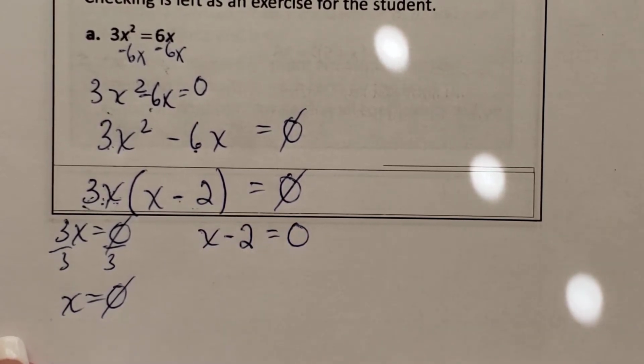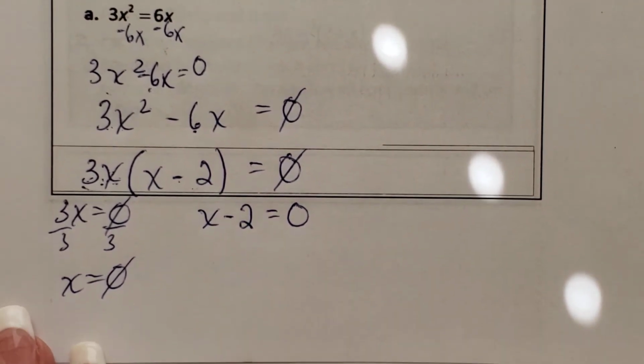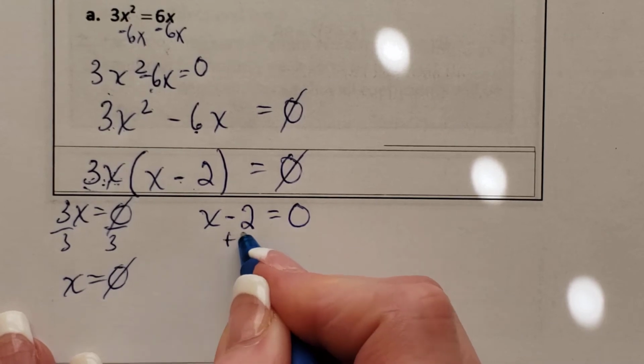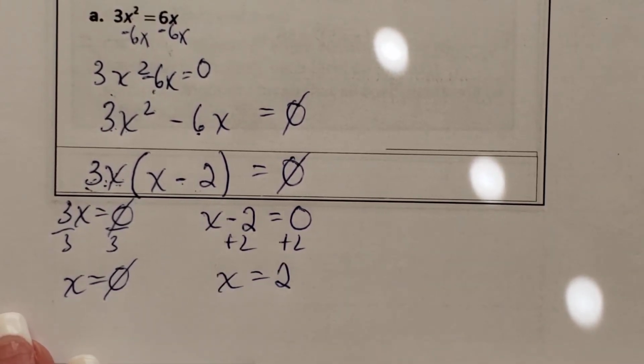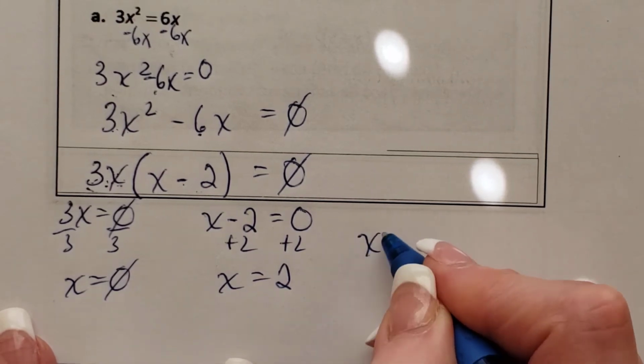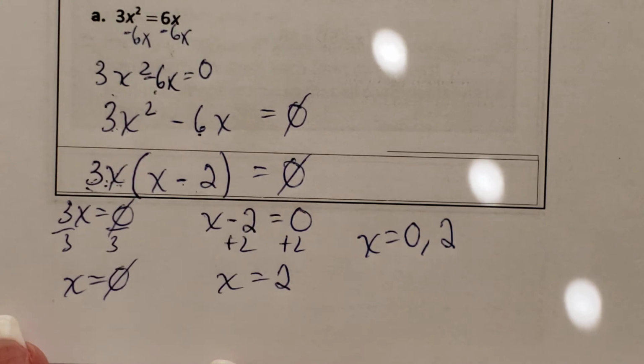So the other thing I'm going to do is take what's inside the parentheses, add 2 to both sides to get x by itself. So there's 2 different answers for x. Whether x be 0 or 2, this equation would be correct.